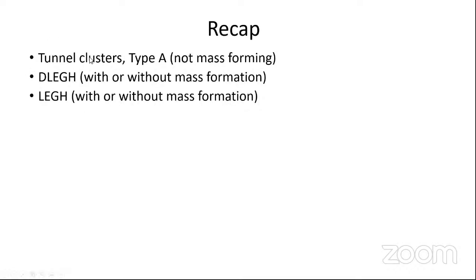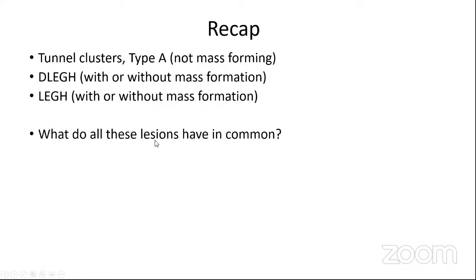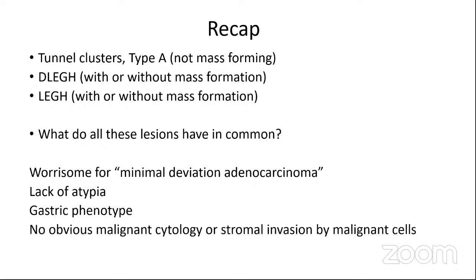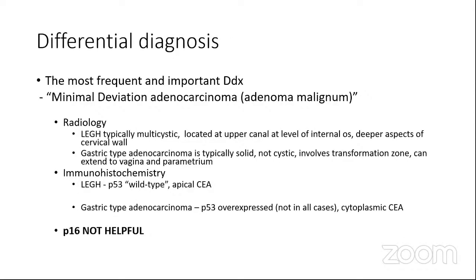So you have these tunnel clusters type A, which are not mass forming, and these other hyperplastic lesions that can present either with or without mass formation. And what do these all have in common? In their original descriptions, they were all thought to be worrisome for minimal deviation adenocarcinoma. They usually lack atypia or any obvious features of adenocarcinoma. They all have a gastric phenotype and no obvious malignant cytology, and therefore you can distinguish them from minimal deviation adenocarcinoma as long as you don't find any of these other worrisome features.